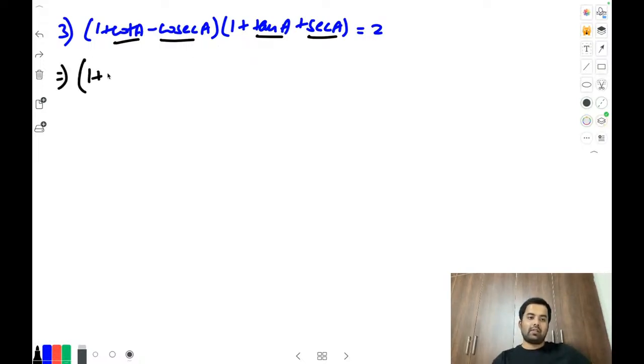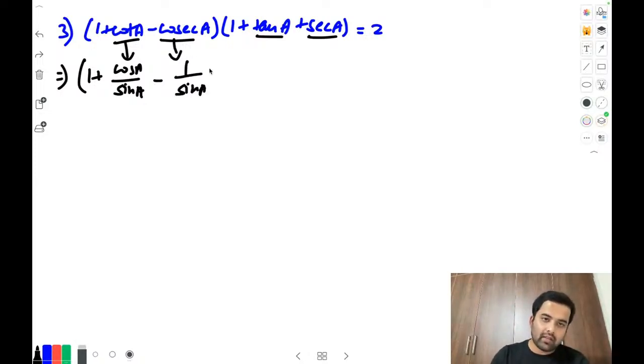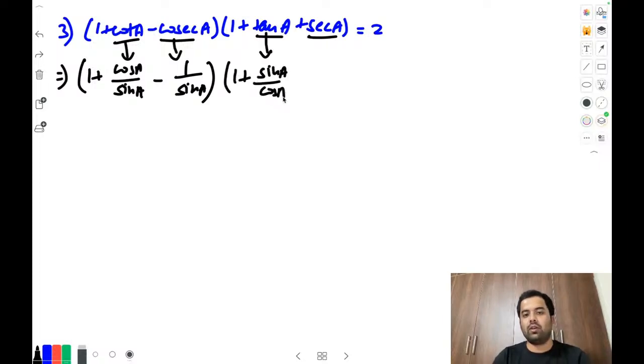First step, 1 plus. As we know, cot stands for cos A by sin A. First one done. Minus. Let me keep an arrow also, so you'll understand this better. Okay. Cosec reciprocal becomes 1 by sin. Done. Now 1 as it is. Tan formula, we know, is sin A by cos A. Okay, done. And sec formula, what? 1 by cos A.